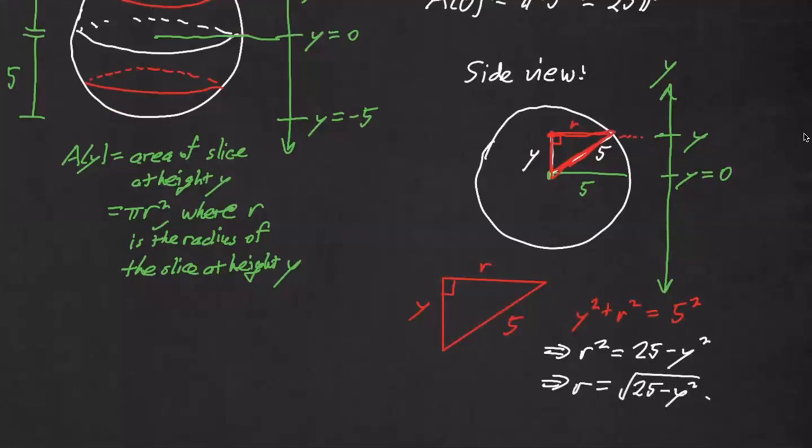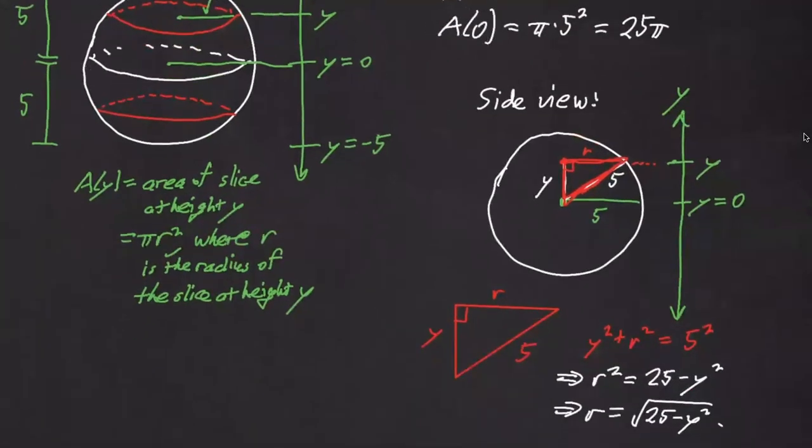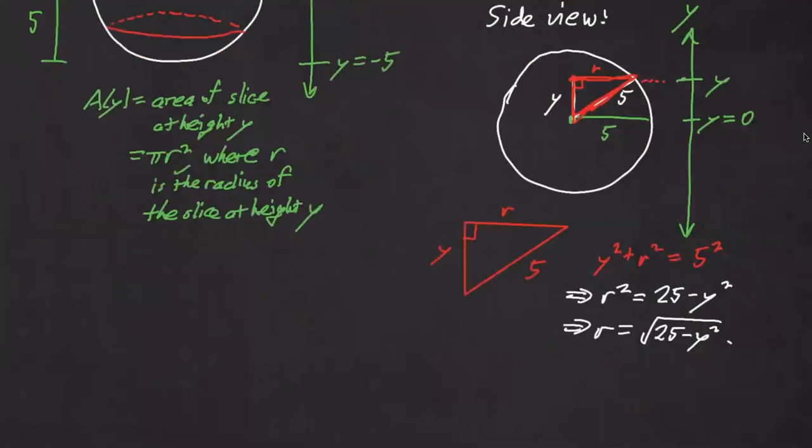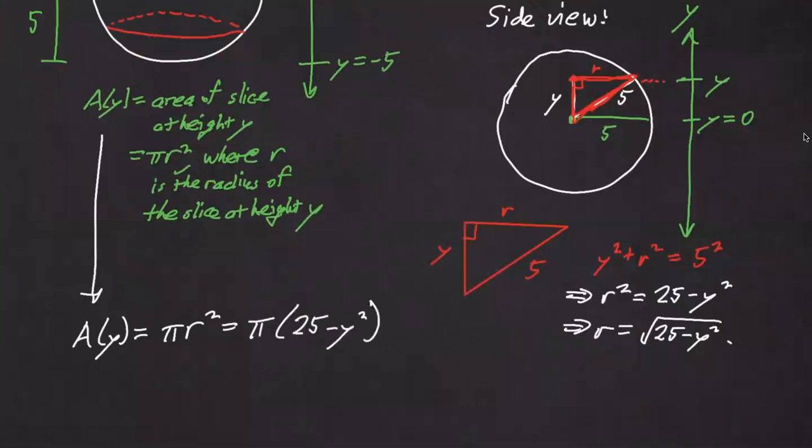And so there you go. We found a formula for the radius as a function of the height y, the radius of the slice, I should say. The radius of the whole sphere is 5, but the radius of each of the circular horizontal slices changes. And that means the area, if we think about what the area formula says, is pi r squared. So you actually don't even need the square root. You get pi times 25 minus y squared. That's what r squared is, right?